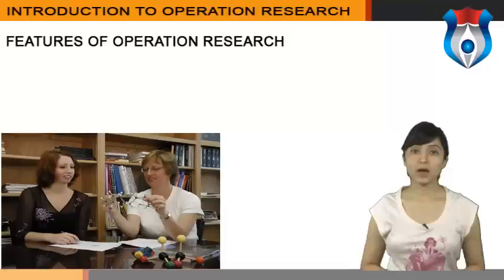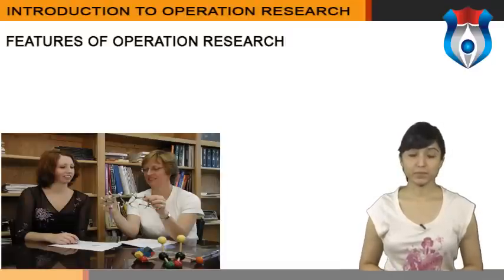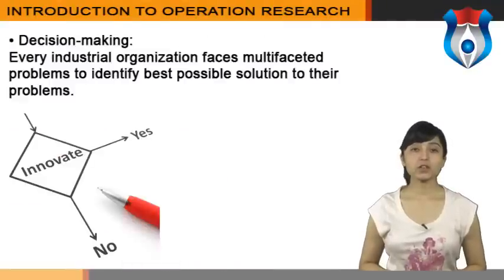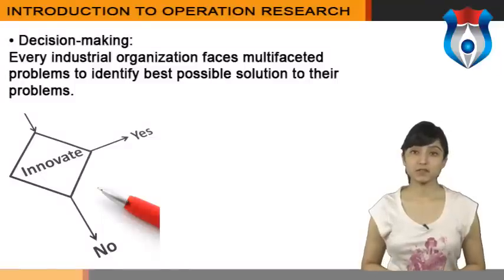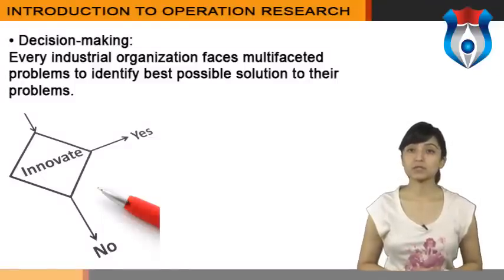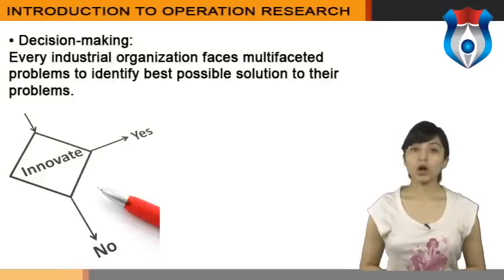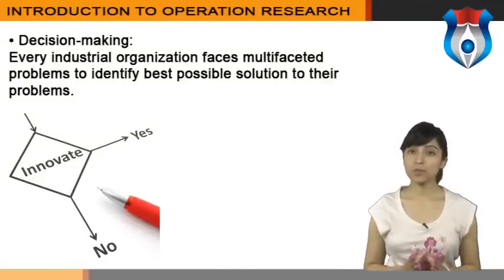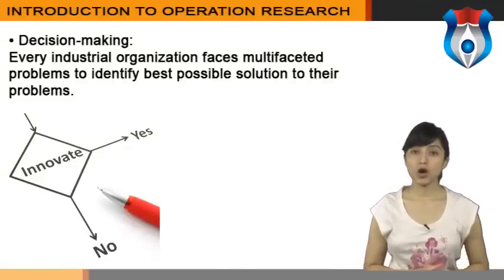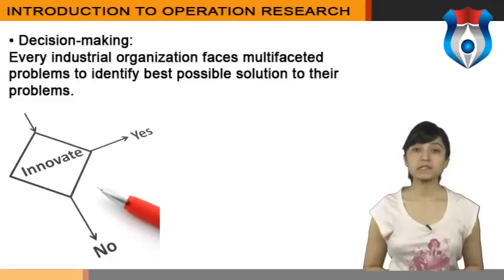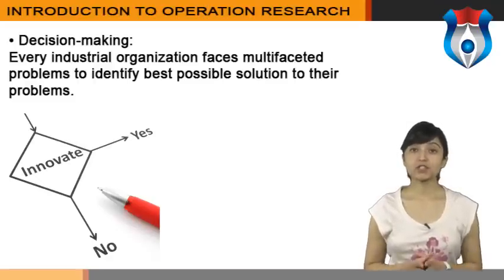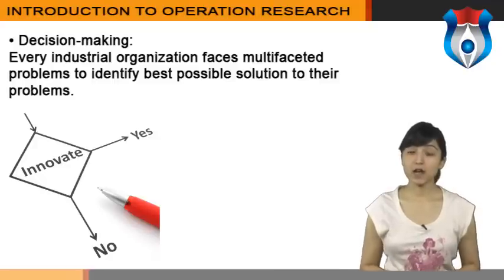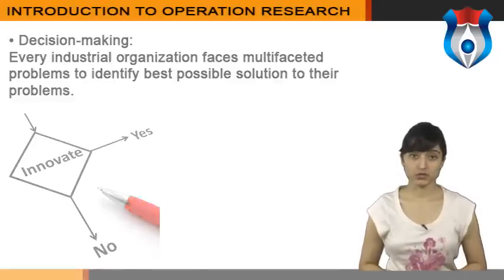Here we will discuss the features of operation research. In OR, we include features like decision making. Every industrial organization faces multifaceted problems to identify the best possible solution. OR aims to help executives obtain an optimal solution with the use of OR techniques. It also helps the decision maker to improve his creative and judicious capabilities, analyze and understand the problem situation, leading to better control, better coordination, better systems and finally better decisions.